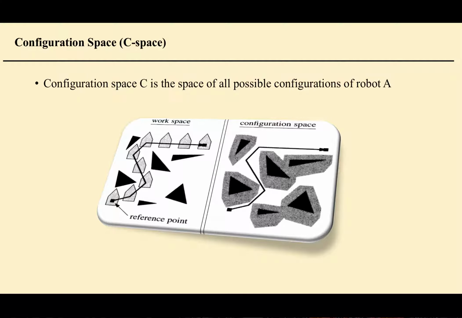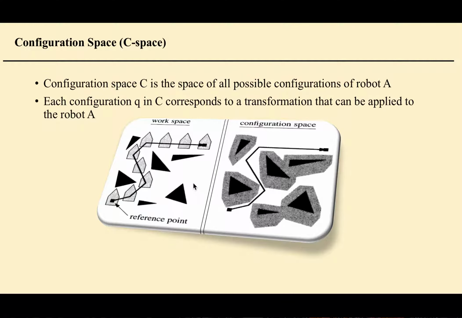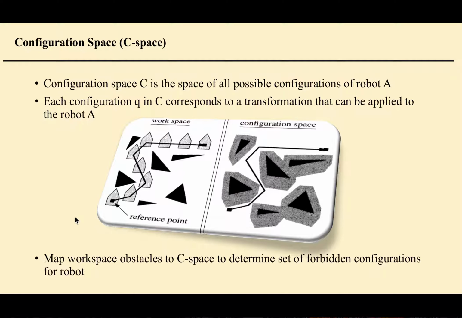So what is the configuration space? The configuration space, C, is the space of all possible configurations of the robot. On the right-hand side, you can see that the robot is no longer that geometrical shape. It is presented as a dot. And each configuration, Q in C, corresponds to a transformation that can be applied to the robot A, mapping workspace obstacles to C-space to determine the set of forbidden configurations for the robot.